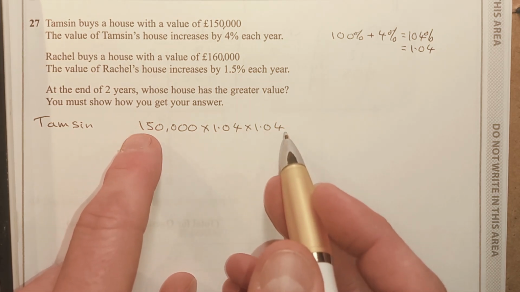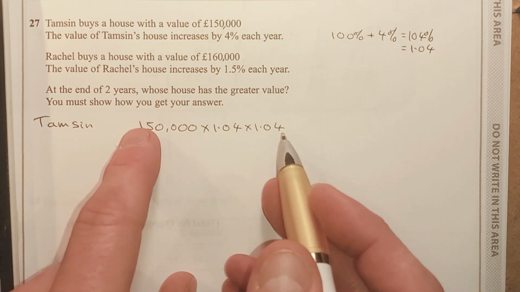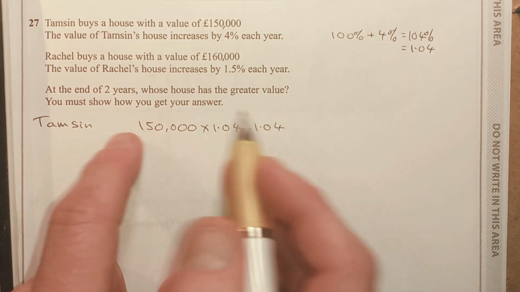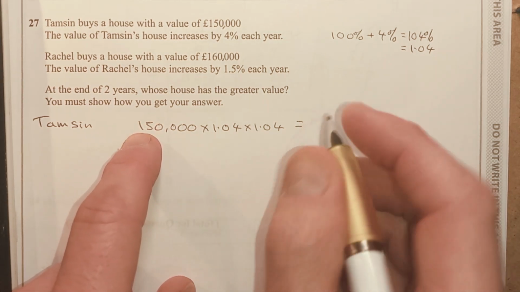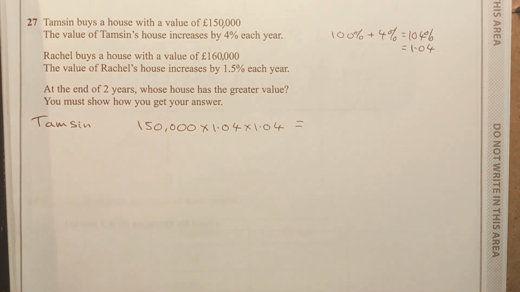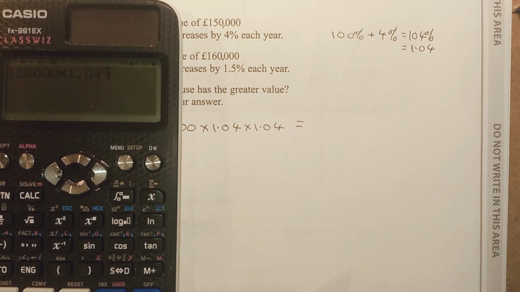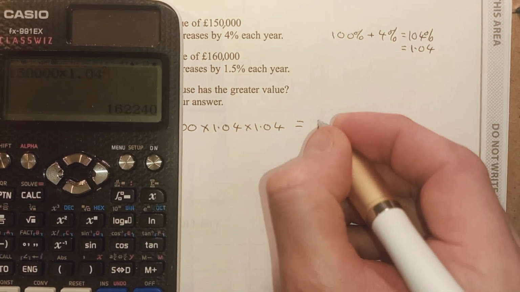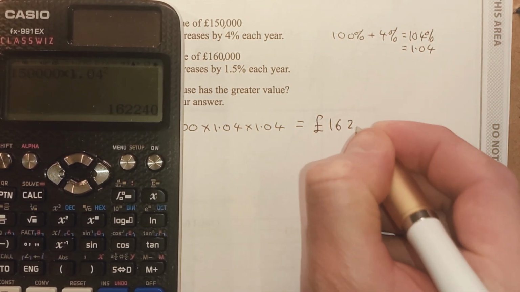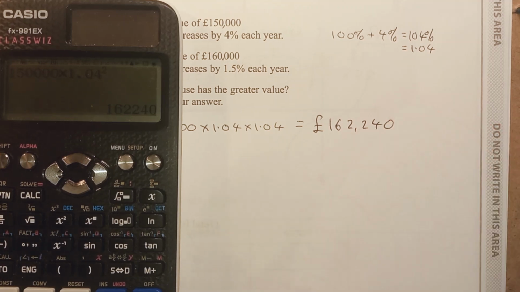Multiply by 1.04 again, we get 104% of that value, which means we've got the total value at the end of 2 years. So 150,000 times 1.04, and say if you want, you can make that squared instead of typing it in twice. And we get £162,240.